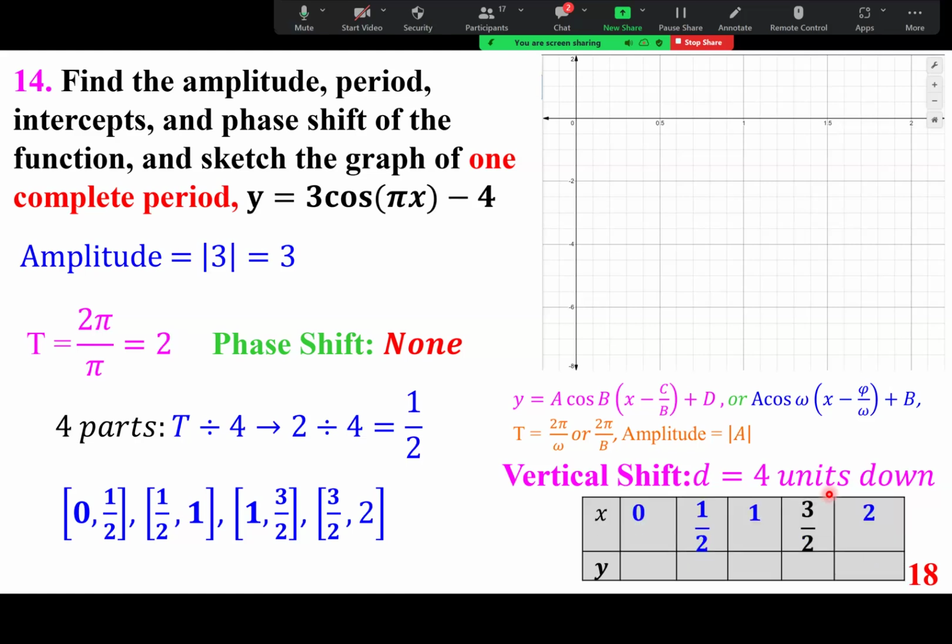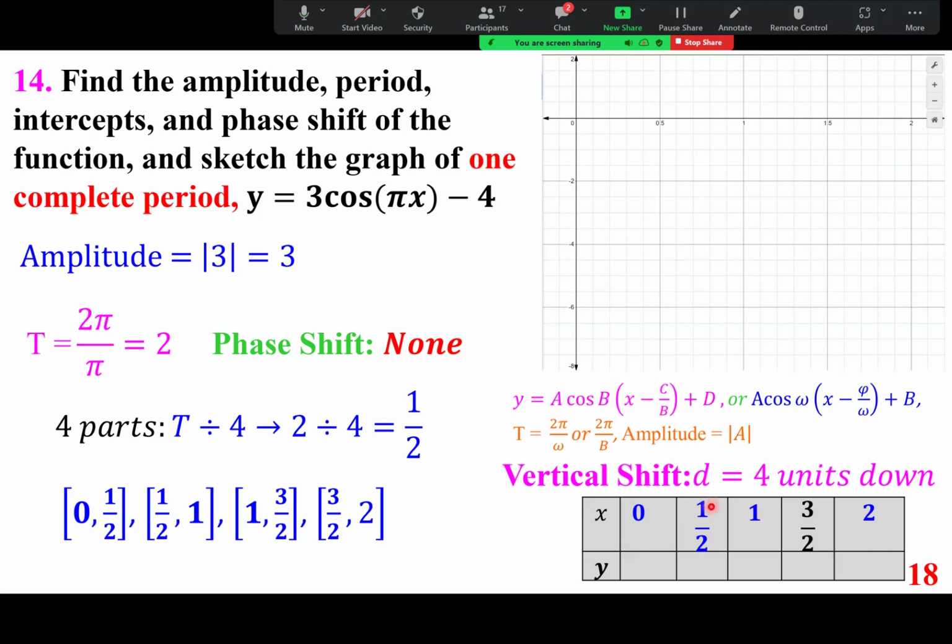Now let's plug in, this is an easy evaluation. If I plug in 0 here, I get cosine of 0, which is 1. So 3 times 1 minus 4, I get -1. So instead of dealing with that and graphing it and then shifting it down by 4, let's just plot those pairs.